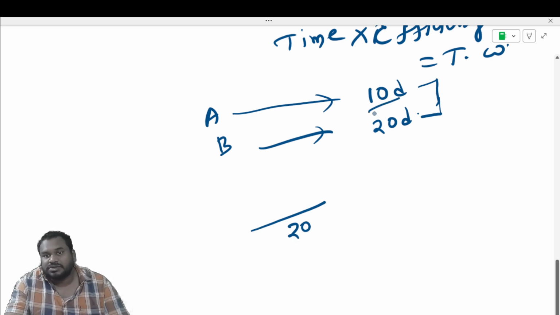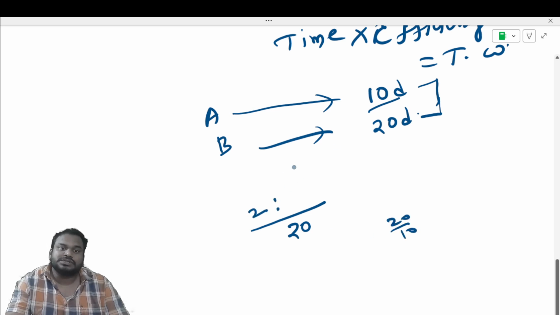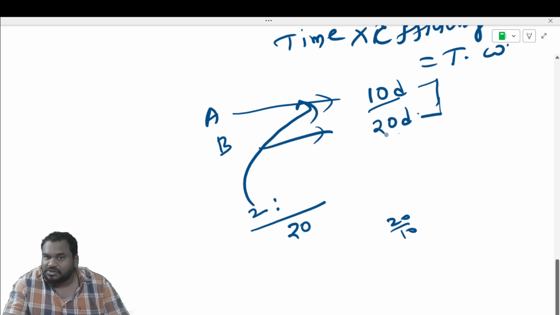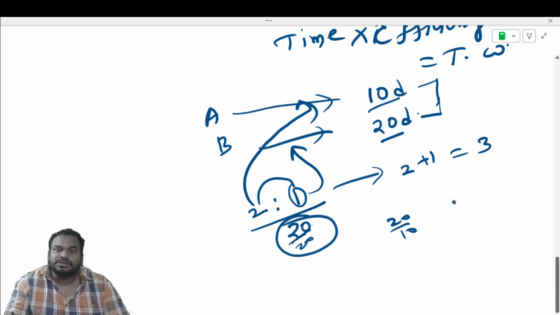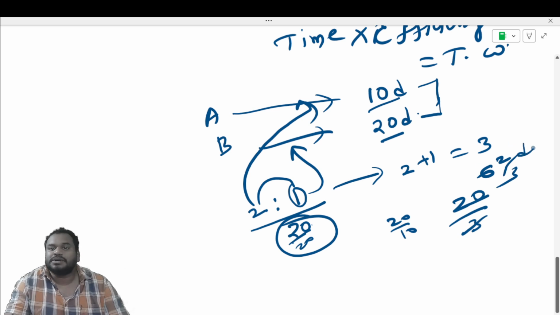Now you just divide this 20 by 10. 20 divided by 10 is 2. So 2 is the efficiency of person A. And again divide 20 by 20, which is 1. So this 1 is the efficiency of B. If I combine both of them, the efficiency is 2 plus 1, that is 3. But total work is 20. So 20 divided by 3 is 6 and 2 by 3, the total number of days they take when they work together.